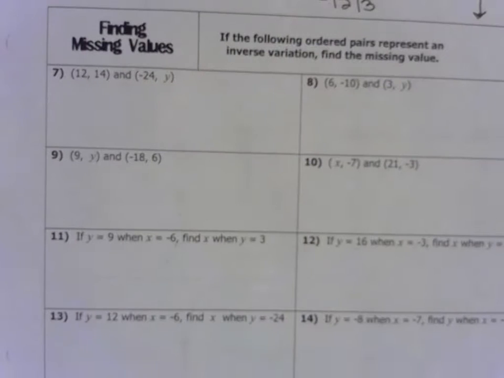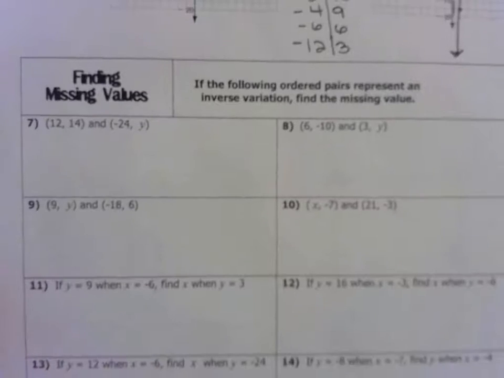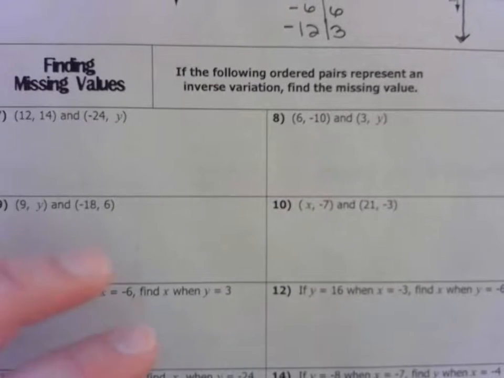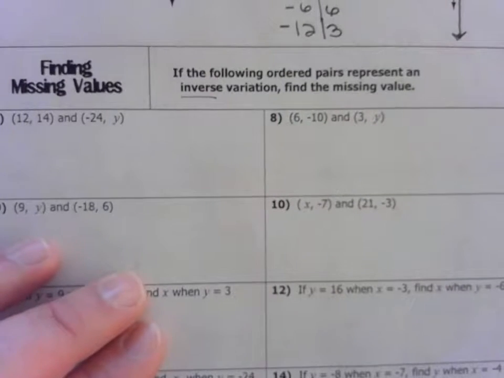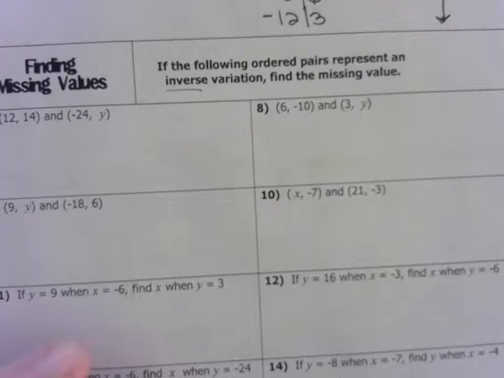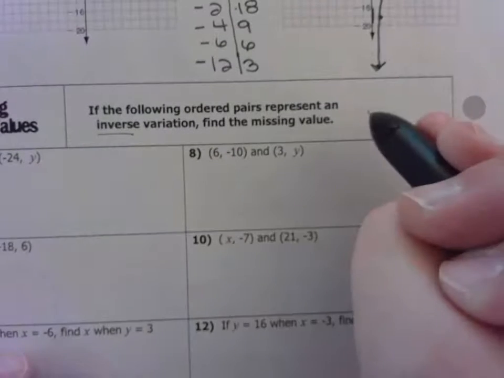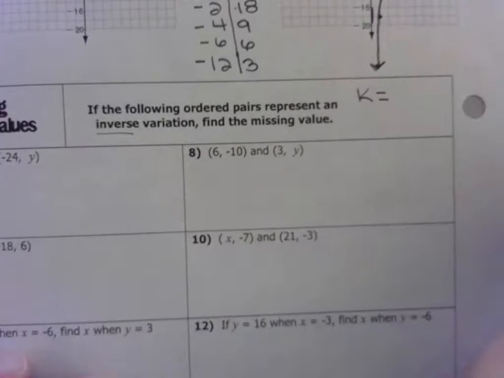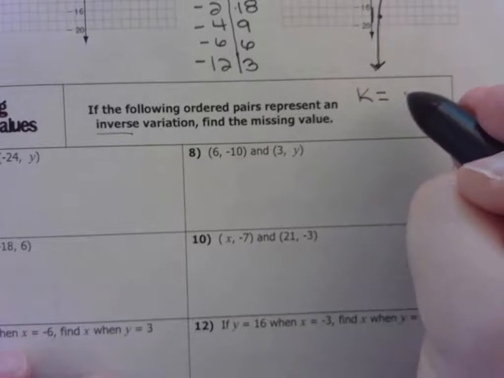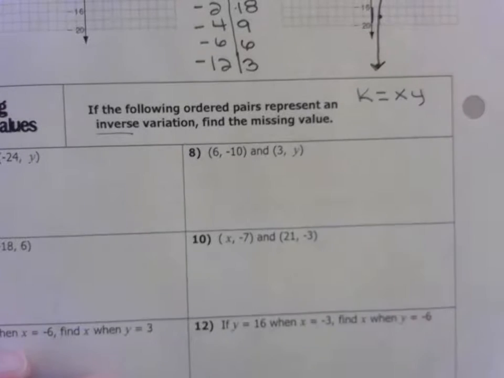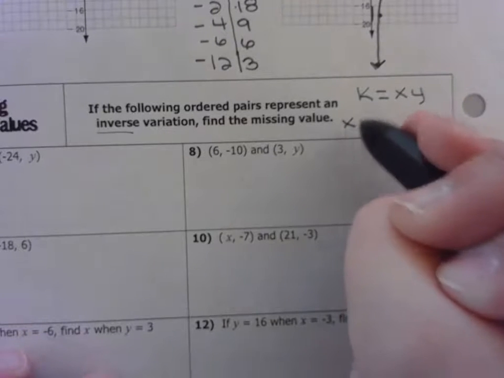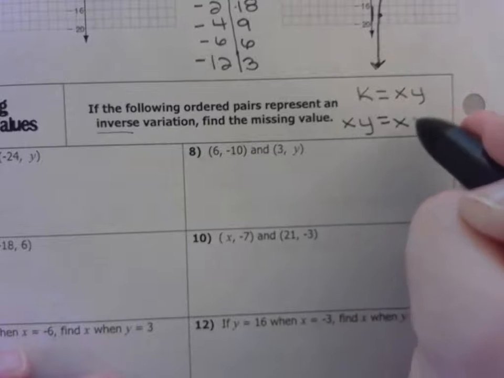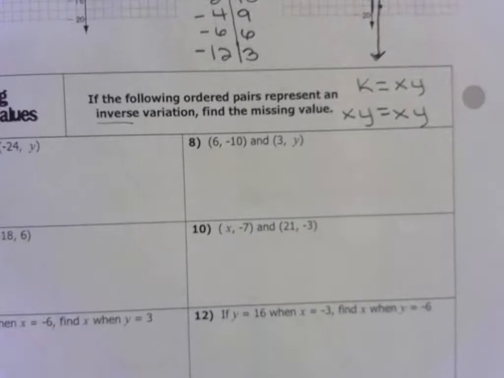Okay, so let's look at this last part of notes. What we're doing here is finding missing values, just like we did with direct. However, the following ordered pairs represent an inverse. Since they represent an inverse, my constant of variation needs to be the same. So my constant of variation for inverse, k equals what? X times y. So my constant of variation has to be the same for each ordered pair. So all you're doing is taking x times y equals x times y, and then you're going to have a simple equation to solve.